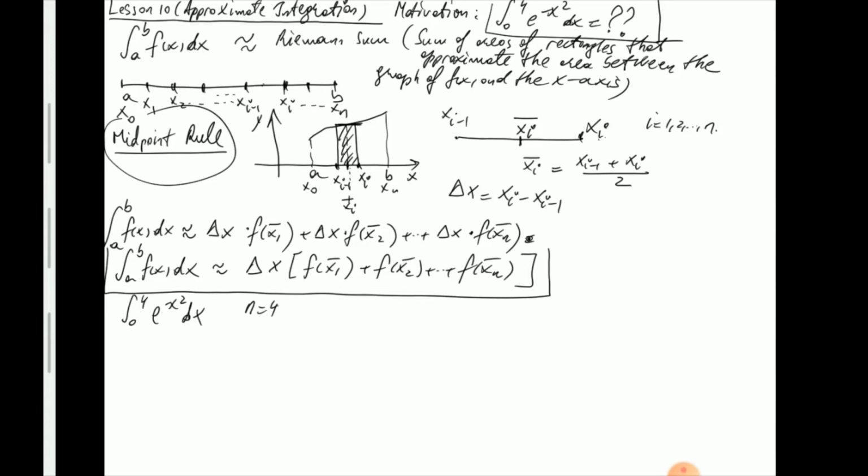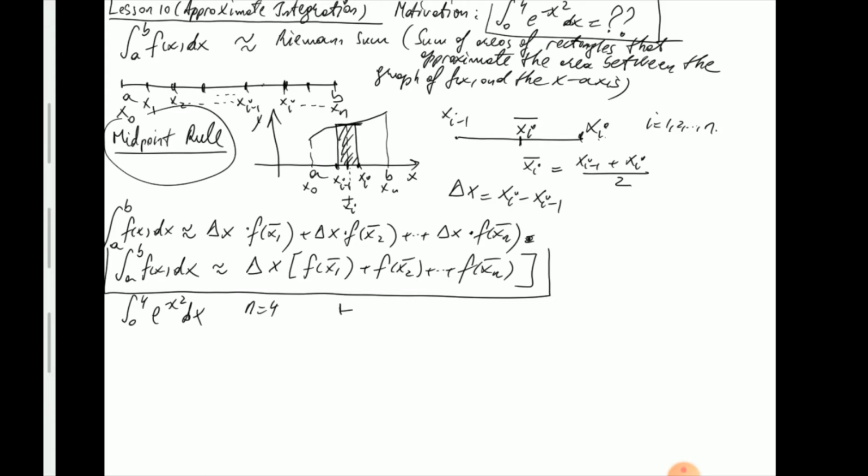Typically I use n equals 4 in homeworks, exams or quizzes to make it shorter. If you want to use more points, usually you do this with computer algebra systems, because that's not practical to do by hand, obviously. And even for this, you need a calculator to actually do the computation to confirm with me. So let's say n equals 4.